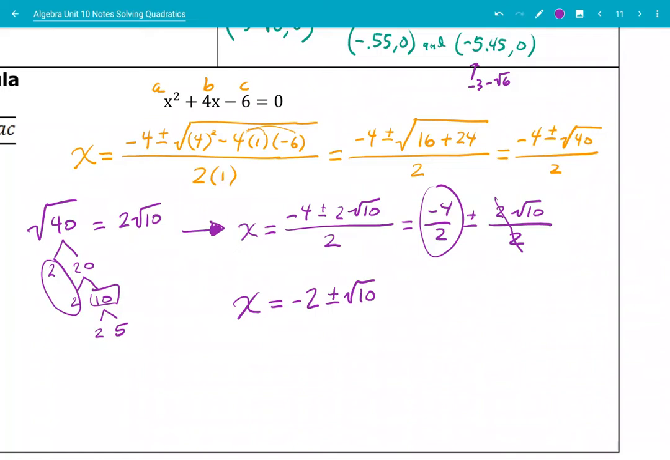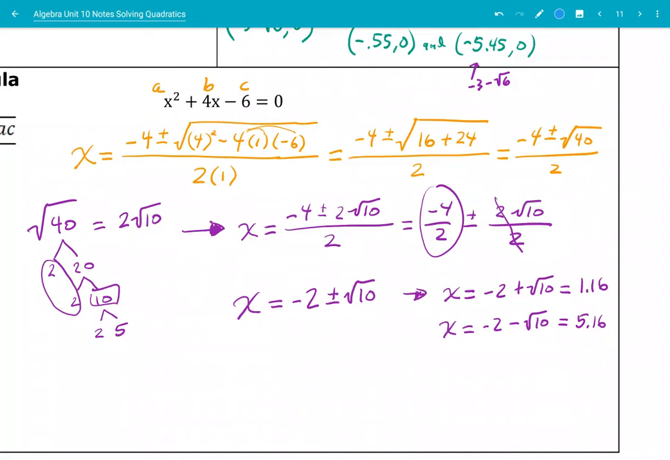And let's get it into decimal form here. So x equals minus 2 plus the square root of 10. And that decimal equivalent is 1.16. And then the other x is minus 2 minus the square root of 10. And that decimal equivalent is minus 5.16. So we can write our answers like this. I'm going to put them down here.